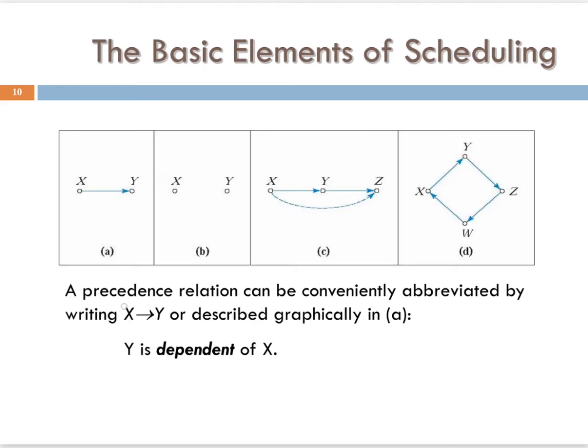The precedence relation can be conveniently abbreviated by putting an arrow or an arc. We're going to have X to Y, meaning we have to do X before we can do Y. So X precedes Y. Y is dependent on X, means that if we haven't done X, then we can't do Y yet.